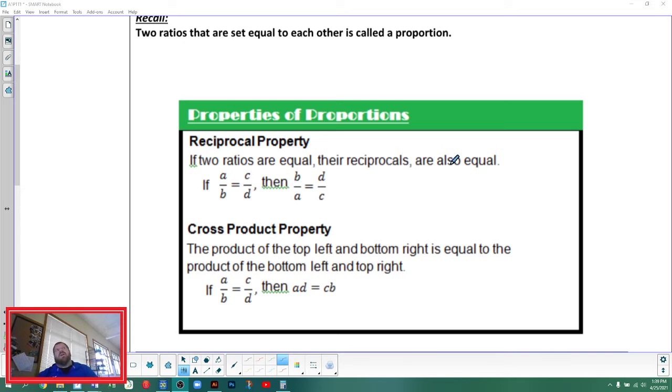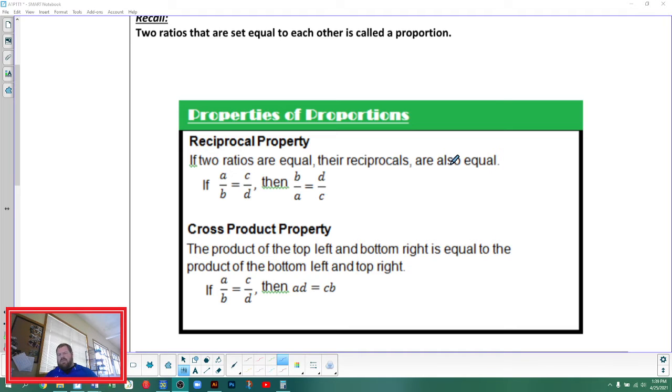Yesterday I used the example of 1/2 and 3/6 being equal to each other, and then flipping those over. Now they don't equal the same thing that they did before, but they're still equal to each other. When you flip over 1/2, you get 2/1, which is 2, and when you flip over 3/6, you get 6/3, which is also 2. So those are still equal to each other.